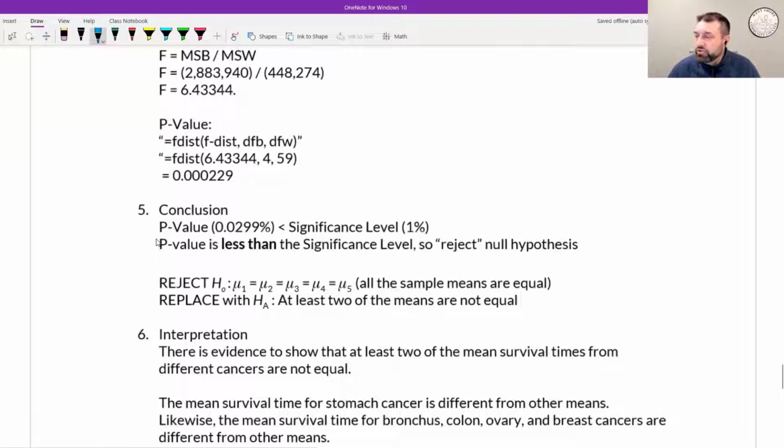So our p-value is much less than the threshold. So therefore, we reject the null hypothesis and we say at least 2 of the means are not equal in those 5 types of cancer. At least 2 of them are not equal.